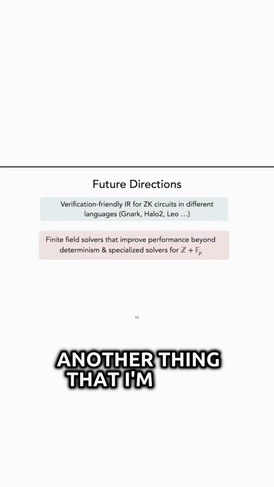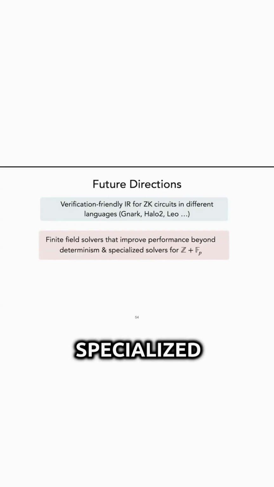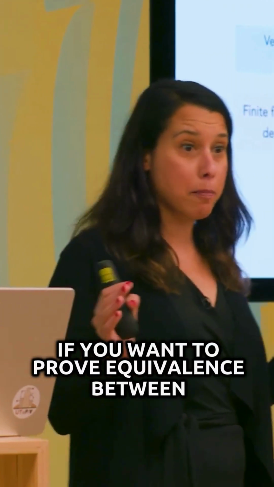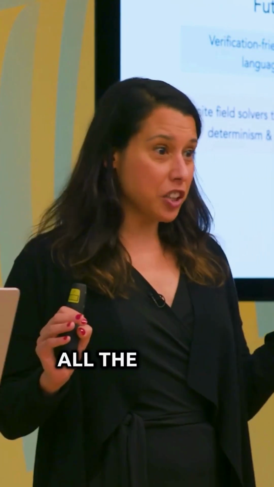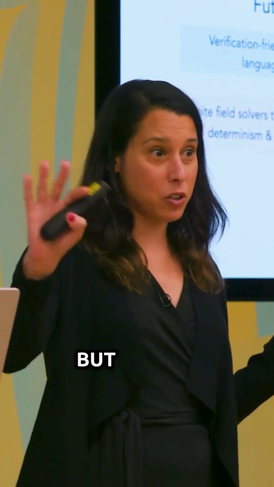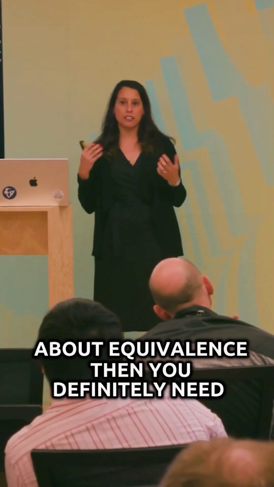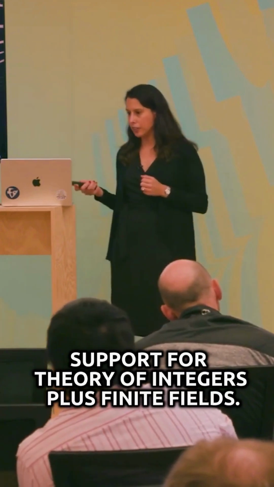Another thing that I'm very excited about is specialized solvers for integers plus finite fields. And why am I excited about that? Because if you want to prove equivalence between computation and the circuit, all the circuit constraints are in finite fields, but all the computation uses integers. So if you want to reason in an automated way about equivalence, then you definitely need good SMT solver support for the theory of integers plus finite fields.